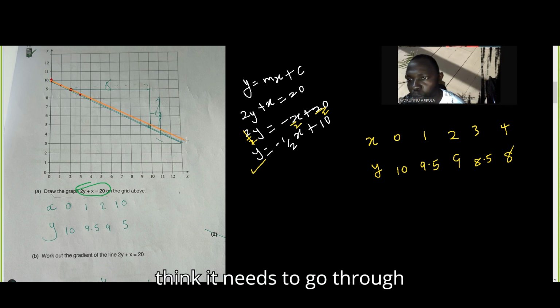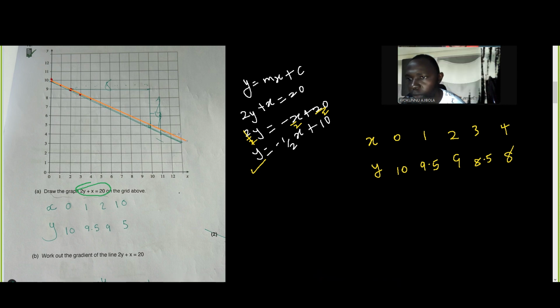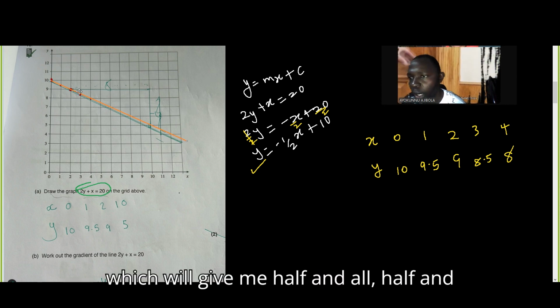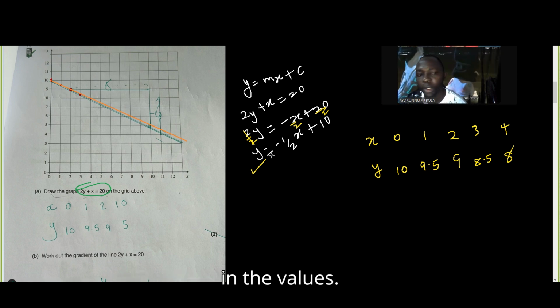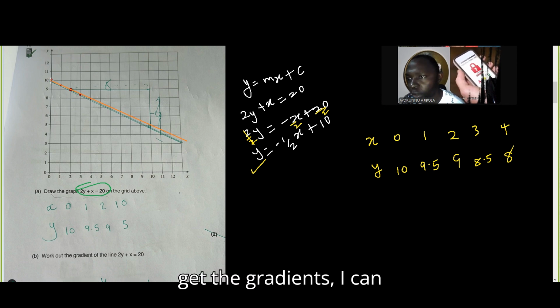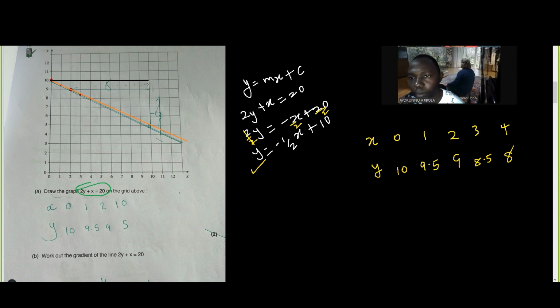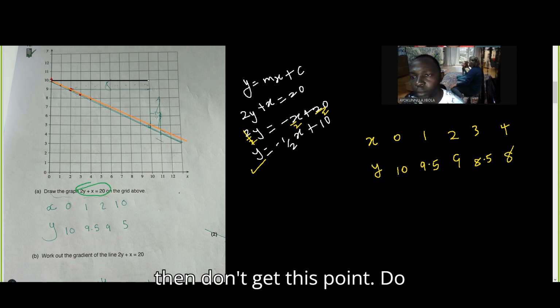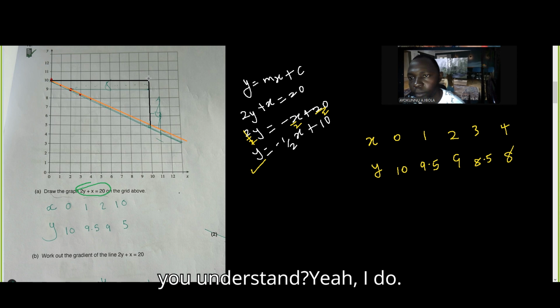I think it needs to go through some of those points here, which will give me half and all, half and all, half and all, half and all in the values. So now if I want to get the gradient, maybe I'm stopping at this point, then I can get this point. You understand? Yeah, I do.